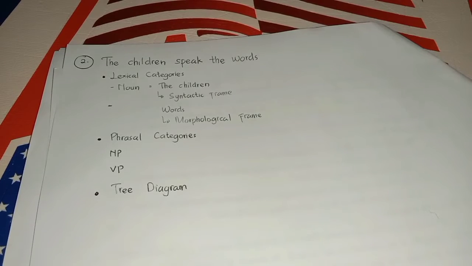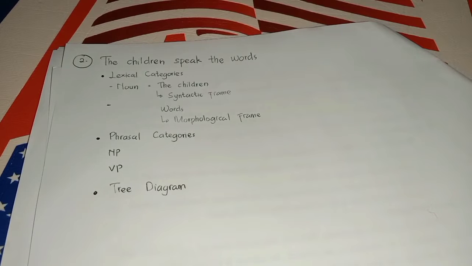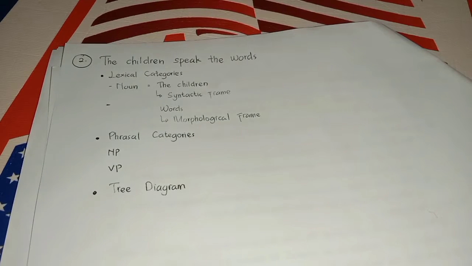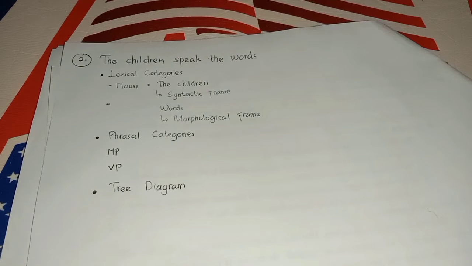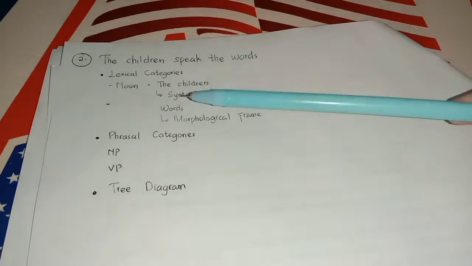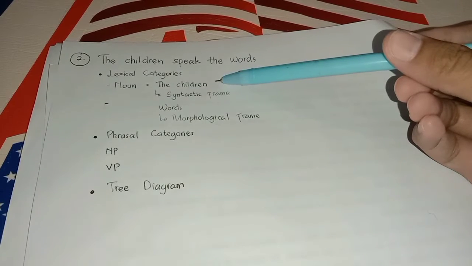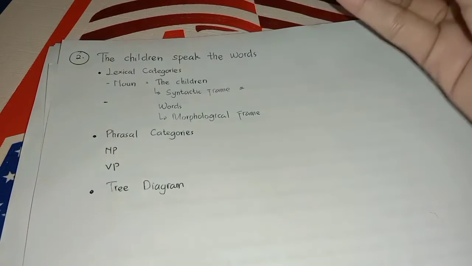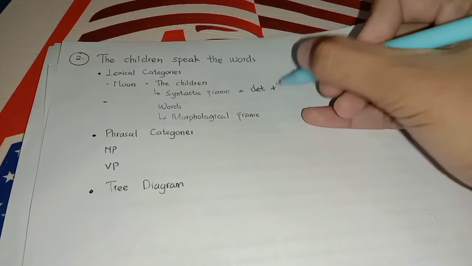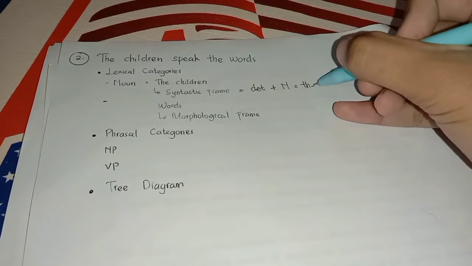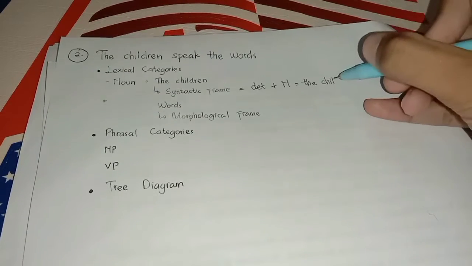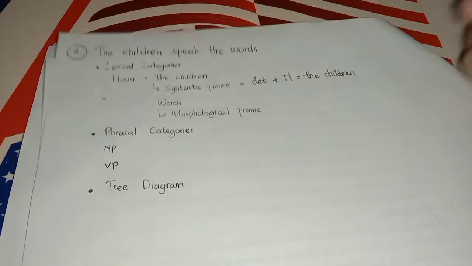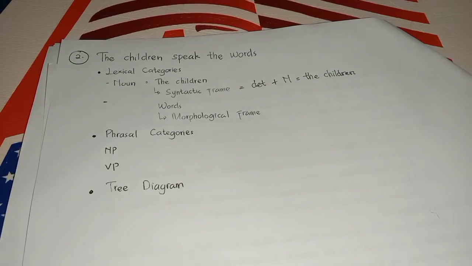For the second sentence: the children speak the words. As in the previous number, we have to know the lexical categories and phrasal categories. For this sentence's lexical categories, I found two words, namely the children and words. The children is included in the syntactic frame because it is formed by determiner plus noun, so that it becomes the children. So the children is a noun.